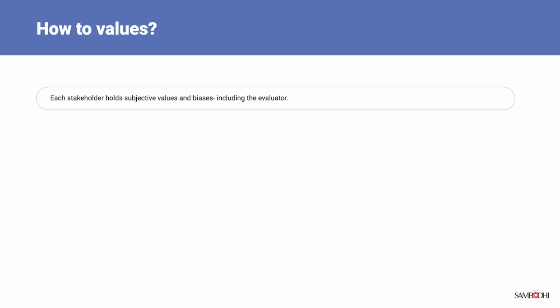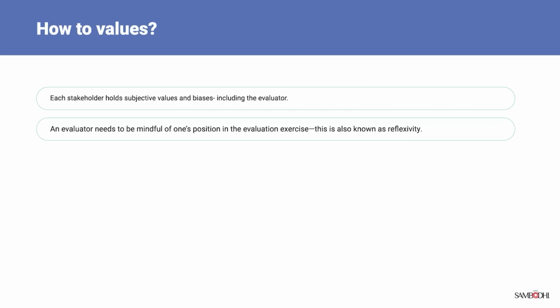Let us take a look at the third aspect, which is how to value. On both sides of the stakeholders and the evaluator, it is a given that they hold subjective values and biases irrespective of each other. As such, it is very important for an evaluator to be mindful of one's position in the evaluation exercise. This is known as reflexivity.